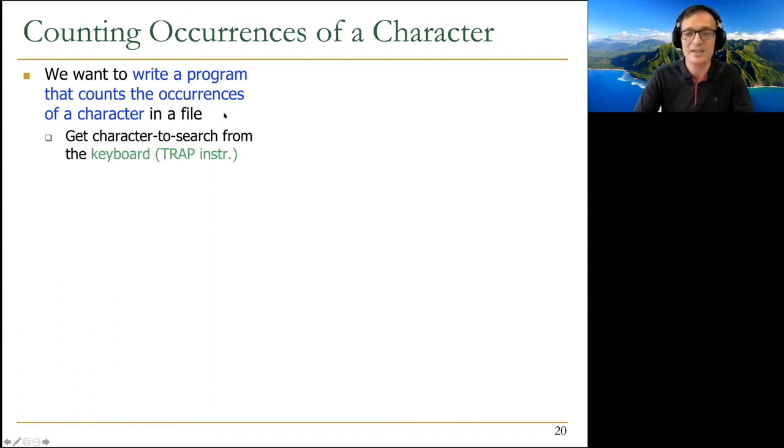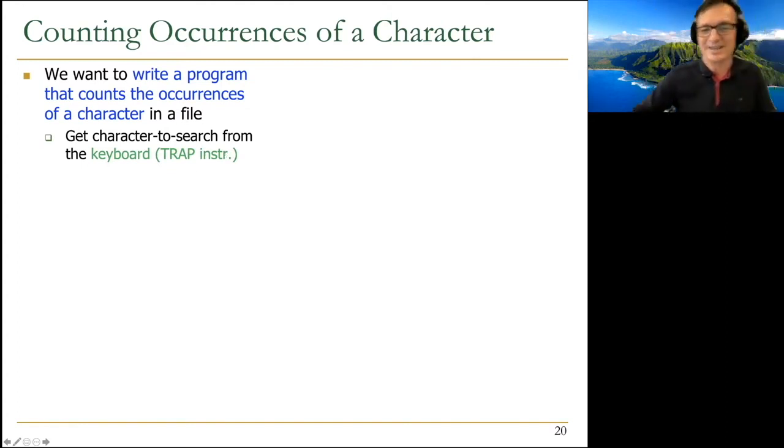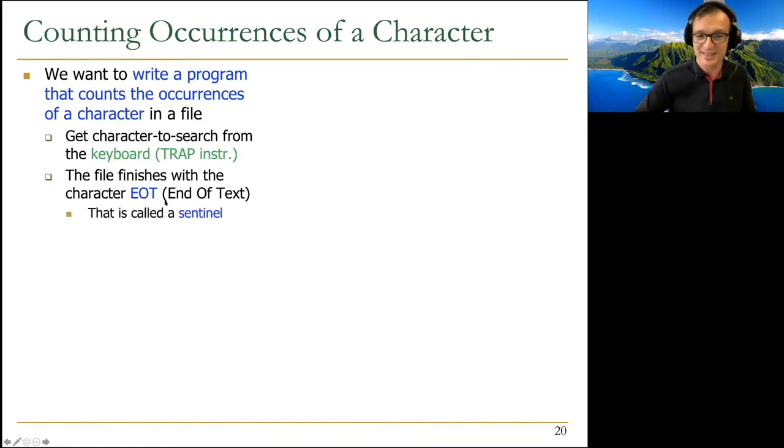in a file. So we're going to get the character to search from the keyboard using a trap instruction. That's going to be the novelty we will learn at the end of this, but we're not going to go into how it's implemented and the detail of it. So we're going to interact with the keyboard over here. And the file will finish with the character end of text, EOT. This is a special character called the sentinel character.